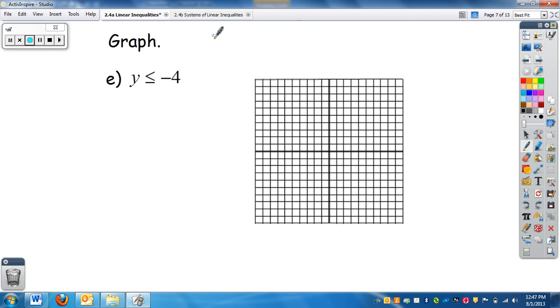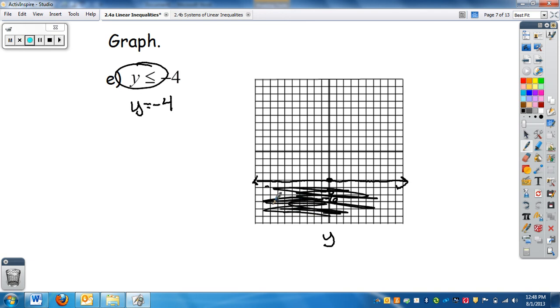And similarly, we have e, y is less than or equal to -4. So this is like y equals -4, which means it's going to intersect the y-axis at -4. So that makes it horizontal because it's only going to touch it once, and it's equal to, so it's going to be a solid line. And y is less, so we need to find where the y value is less. Well, that's -5, -6 down here, so this side is lower. And there you go.